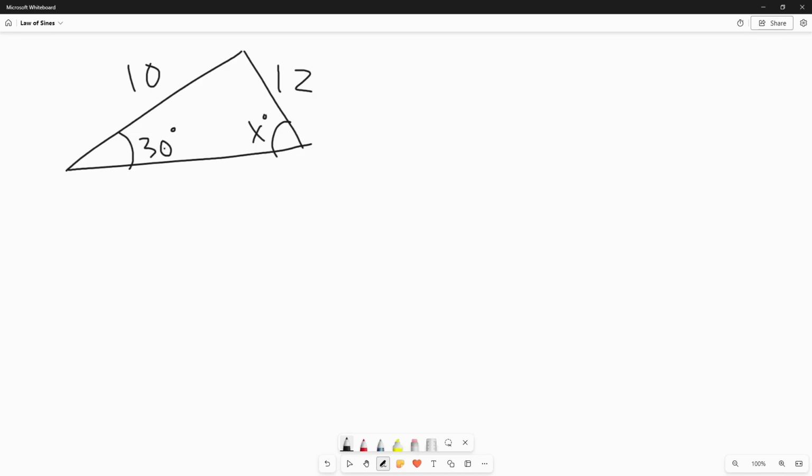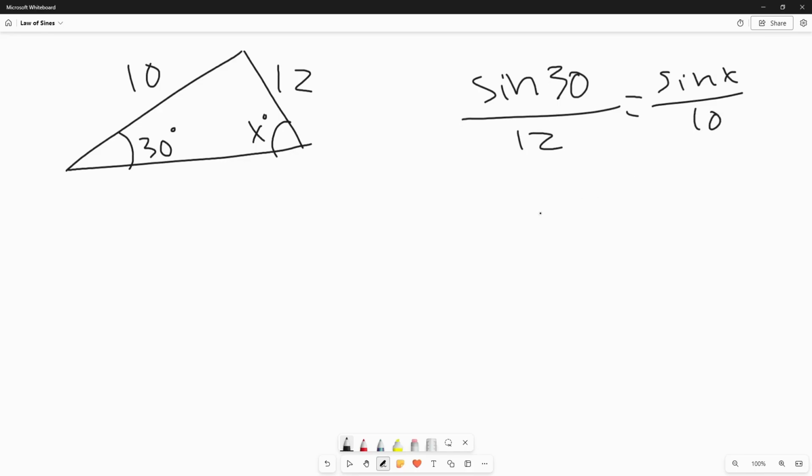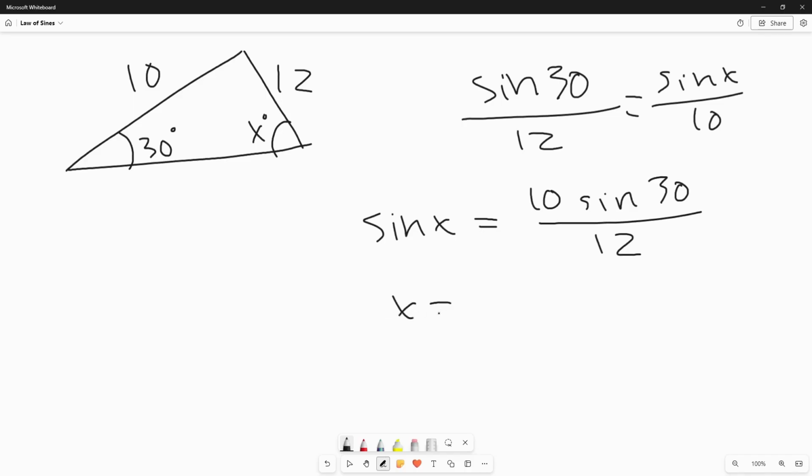So we have this 30 degrees and 12. We can do sine 30 over 12 and set this equal to sine x over 10. Pretty easy. Now we multiply both sides by 10 to get sine of x isolated. So sine of x is equal to 10 sine 30 over 12. And if you use the arcsine function on your calculator and plug in 10 sine 30 over 12, then you get x is equal to 24.6 degrees, or around 24.6.